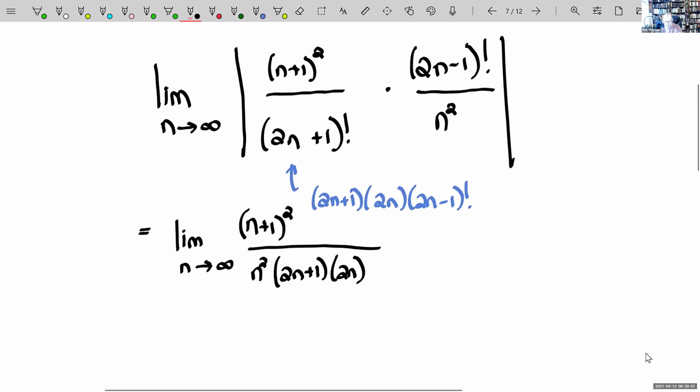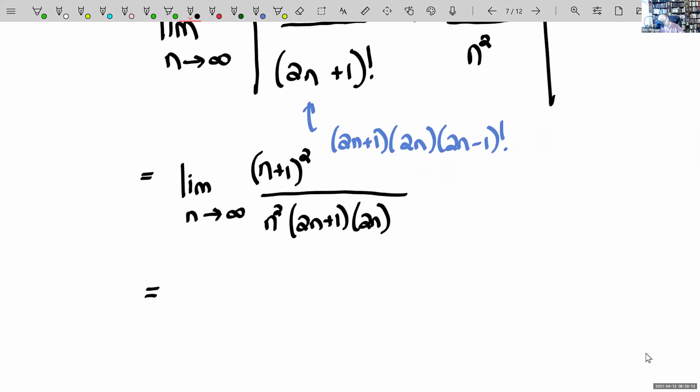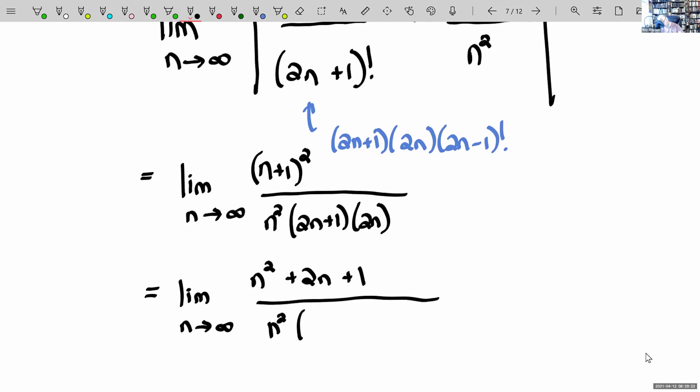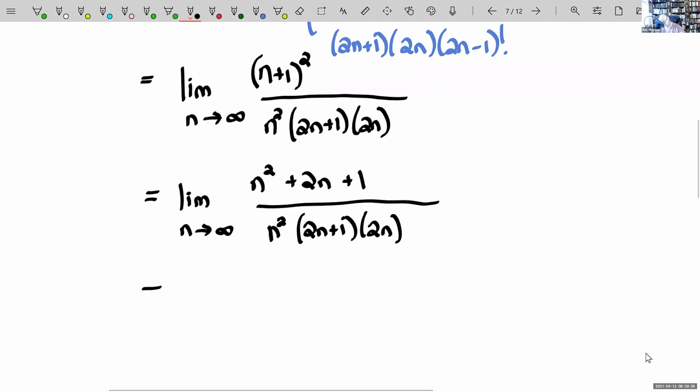So we have something like this. You could technically multiply out that numerator if you want to, because you know what's going to happen, but let's just go ahead and do it. n squared plus 2n plus 1 in the numerator. Downstairs, you have n squared times 2n plus 1 times 2n. And if you divide top and bottom by n squared, let's just do that. You'll get 1 plus 2 over n plus 1 over n squared.